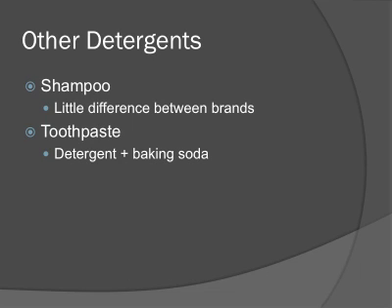Some other detergents that we use in everyday life are shampoo. Basically, it's the same thing with shampoo as soaps and detergents. You can add different fragrances, but for the most part, you don't need to spend $20 on shampoo because it's the same basic chemistry. Toothpaste is honestly detergent with a little bit of baking soda in it. That's why it suds up in your mouth. So when you're brushing your teeth, you're using detergent, which is kind of gross, right?